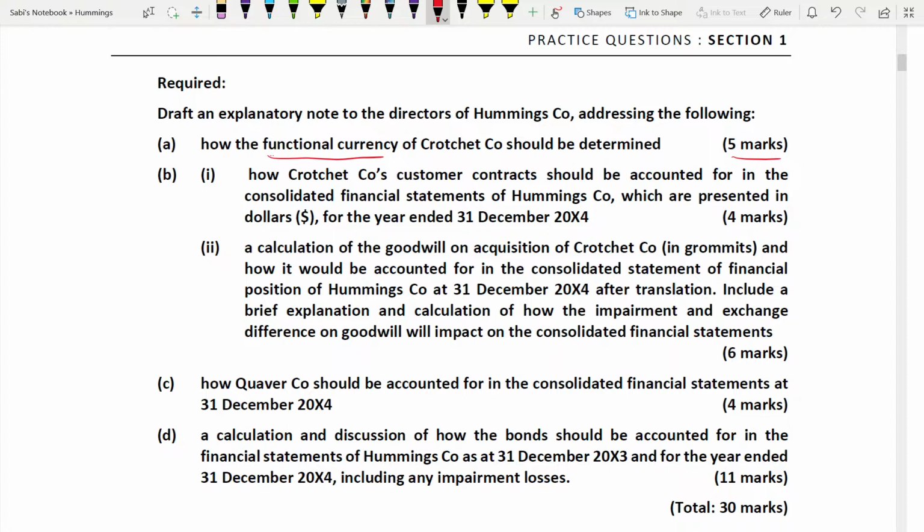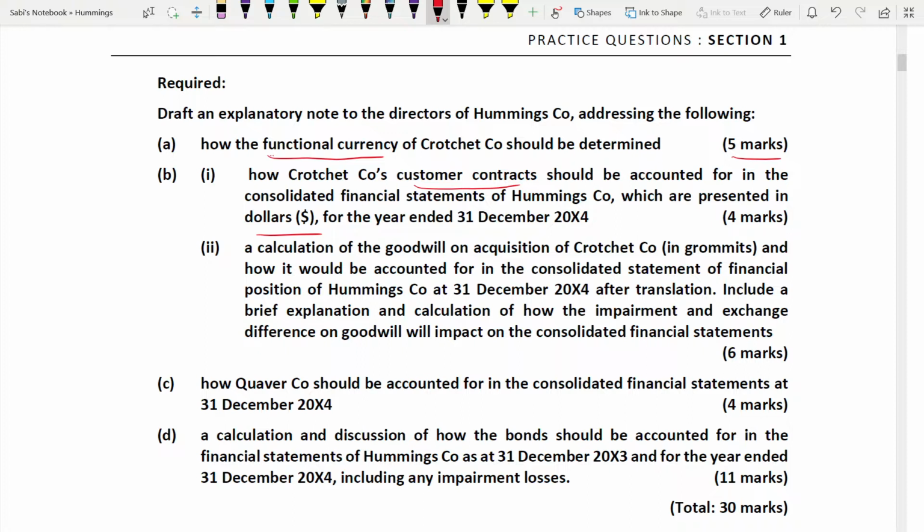Part B is for 4 marks. First part of B, how the customer contracts should be accounted for in the consolidated financial statements, which are presented in dollars. There's some customer contract there, as you will come to know when you read the case study. We don't know what the functional currency of Crochet is yet. First we have to determine that, and based on whatever the functional currency, we have to account for the remaining parts also, for 4 marks.